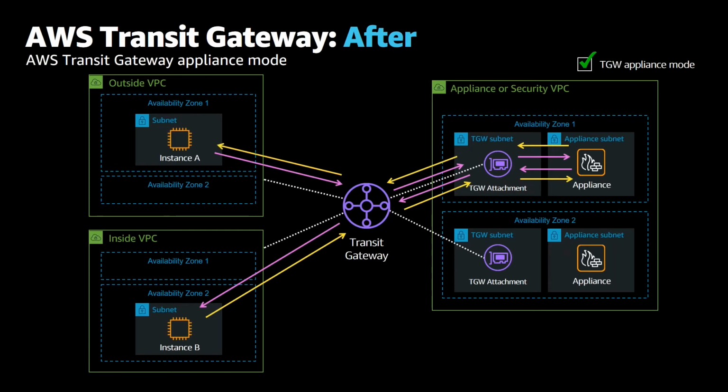Okay, so that's something that you can do with the transit gateway. Flow symmetry is restored, right? And the return traffic is allowed through the appliances.